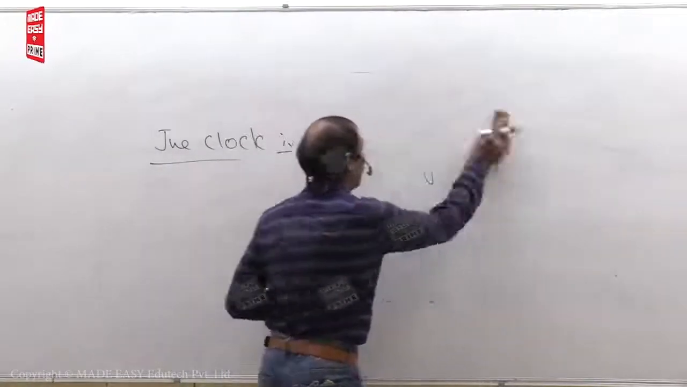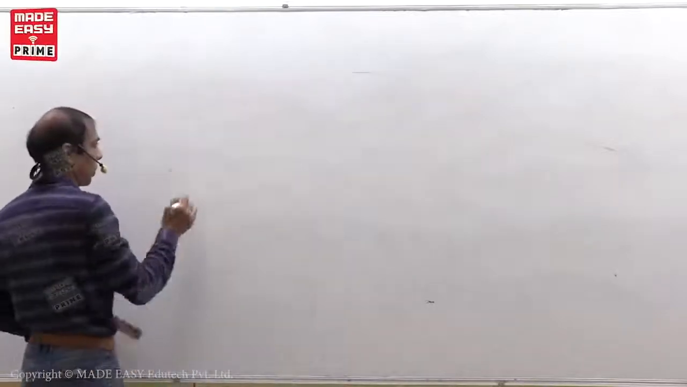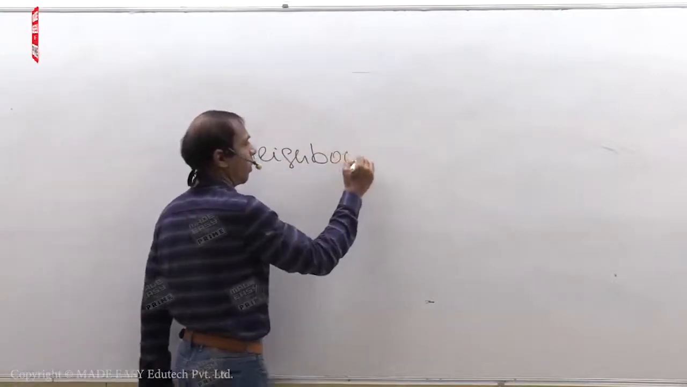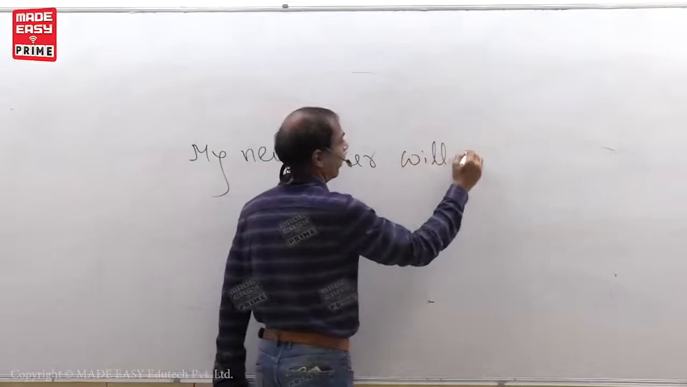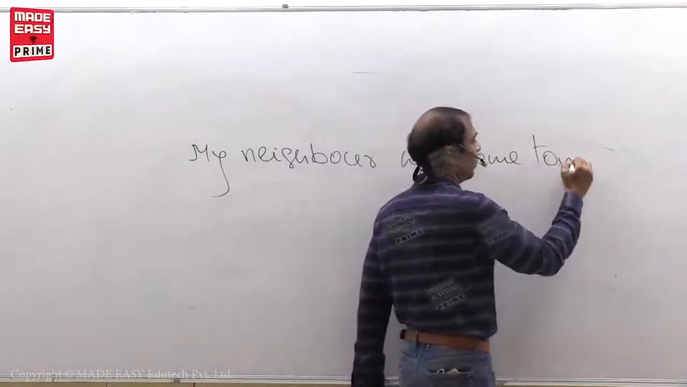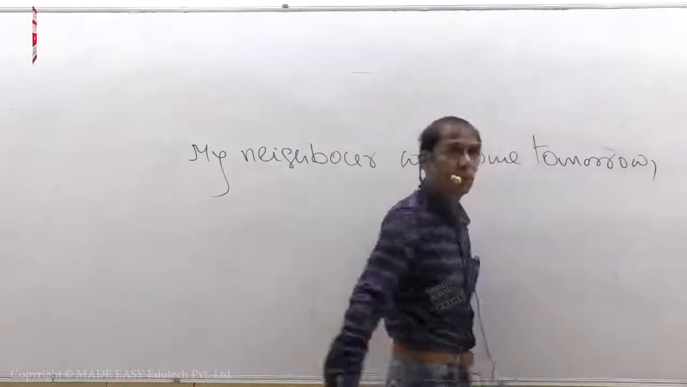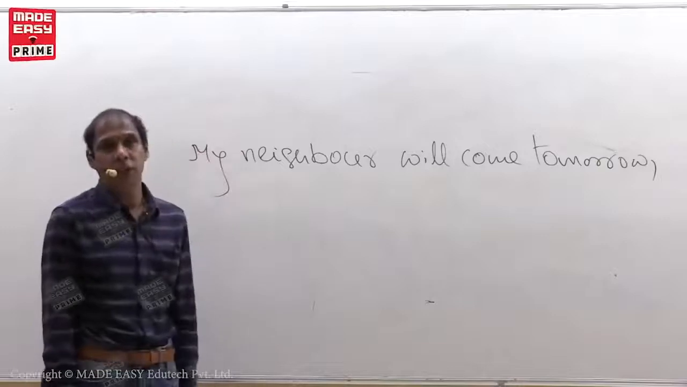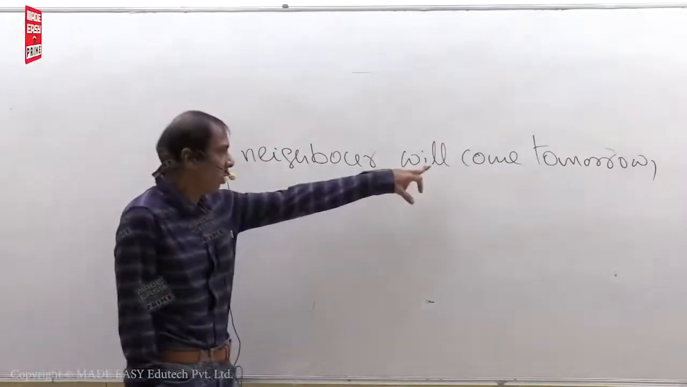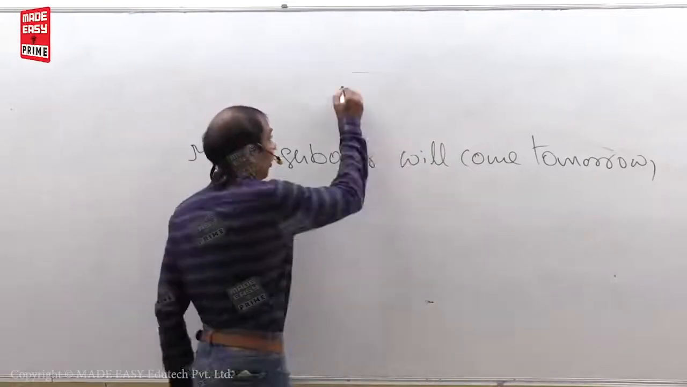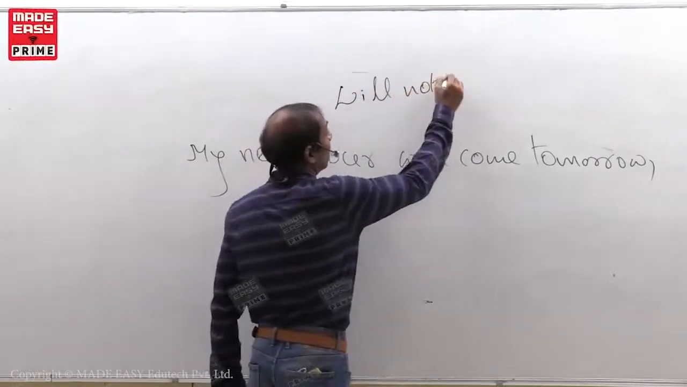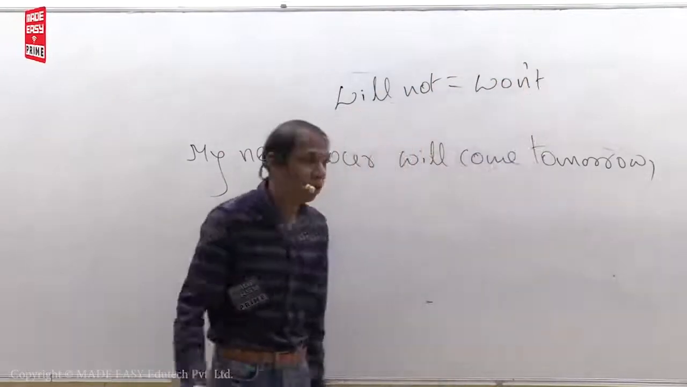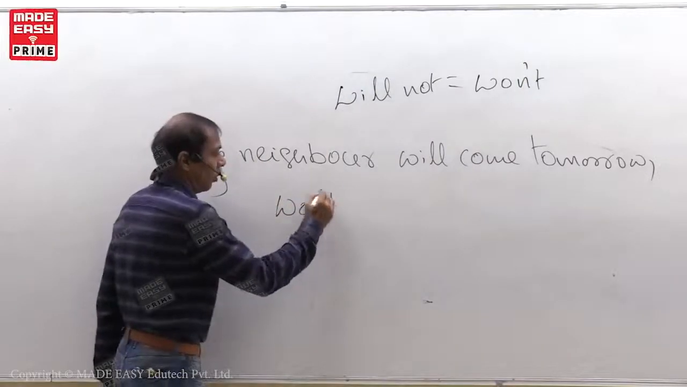Now let us take one more. My neighbor will come tomorrow. Look, the statement is positive, so the question tag must be negative. Negative means put not after the special verb. What is the special verb here? Will. Will not. What is the short form of will not? Don't say willn't. Won't.